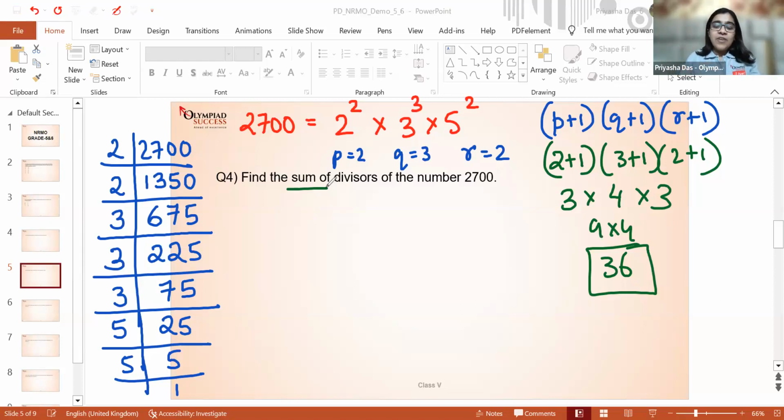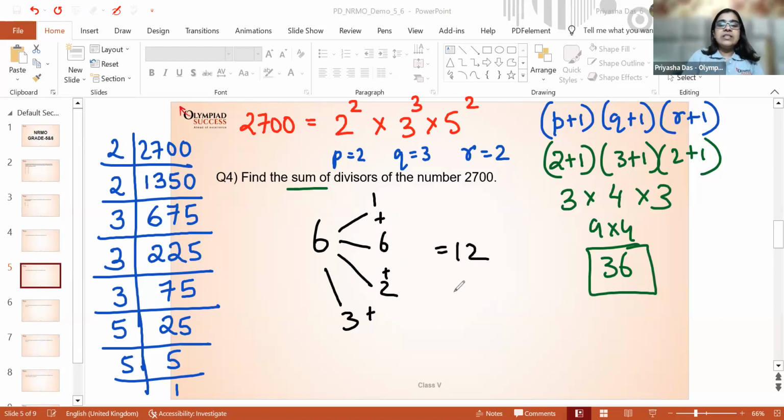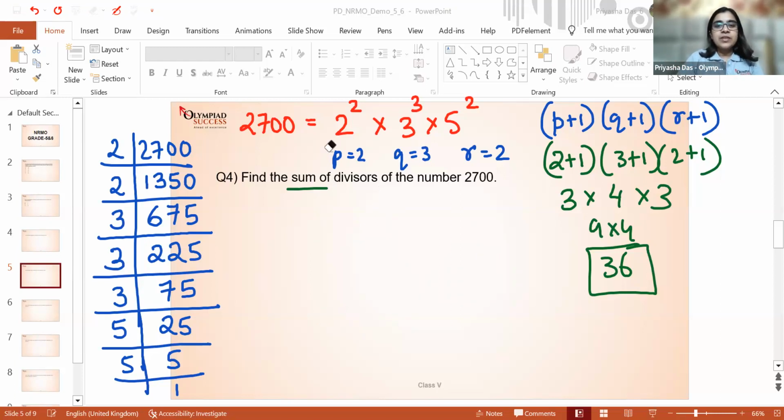Sum of all the factors, like the sum of all the factors of 6. What is the sum of all the factors of 6, everyone? How many factors do we have? 1, 6, 2, 3. The sum would be 7, 7 plus 3, 10, 10 plus 2, 12. That is what they mean by sum of factors. A very big number, a 4-digit number you will get.